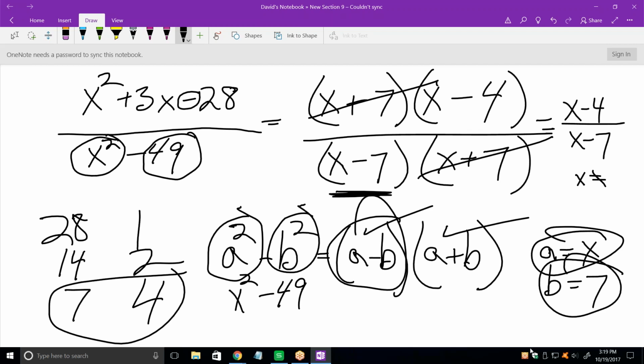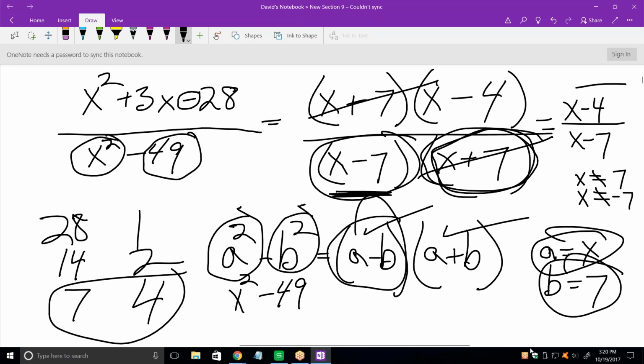Would it be 0? No, x can be 0. What you can't have is a 0 denominator. You can have x be 0. You just can't have x minus 7 be 0, and you can't have x plus 7 be 0, because that would make the entire denominator 0. So x cannot be equal to 7, because that would make that 0. And even though it's gone, x still cannot be equal to minus 7, because that would make that 0.